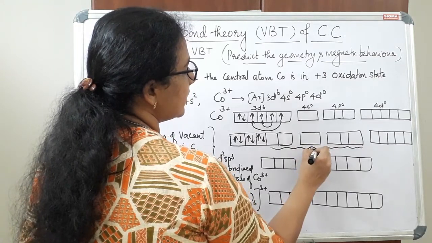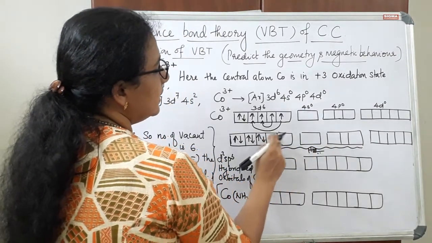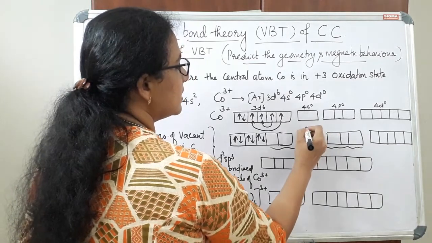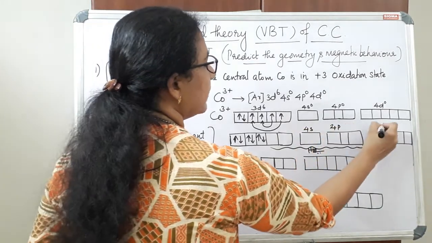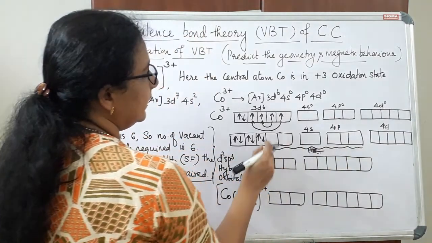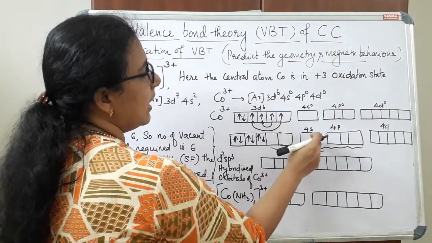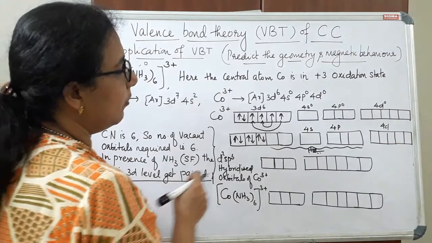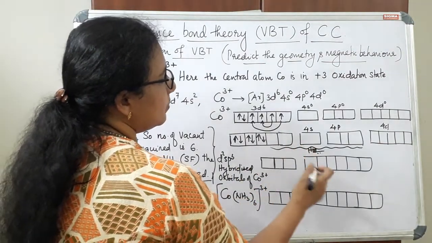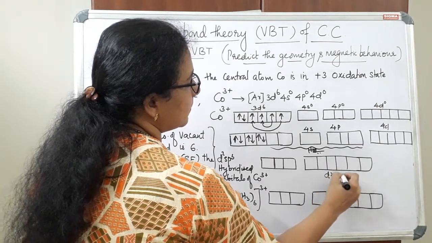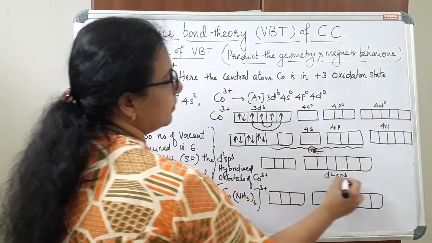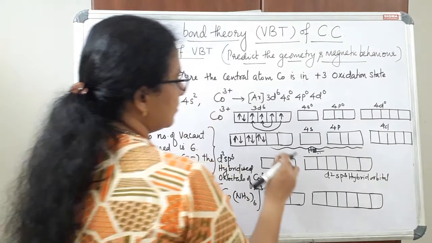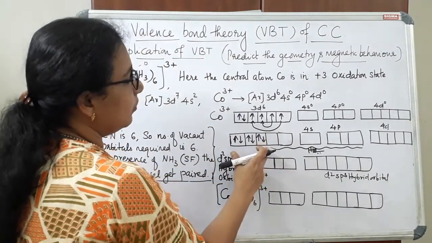So a hybridization takes place between these two d orbitals and this s orbital and this p orbital. Actually this is 4s, this is 4p and this is 4d. So in this case this is d orbital. These two d orbitals, one s orbital and three p orbitals will hybridize together to form a d2sp3 hybrid orbital. So hybridization takes place before bonding.